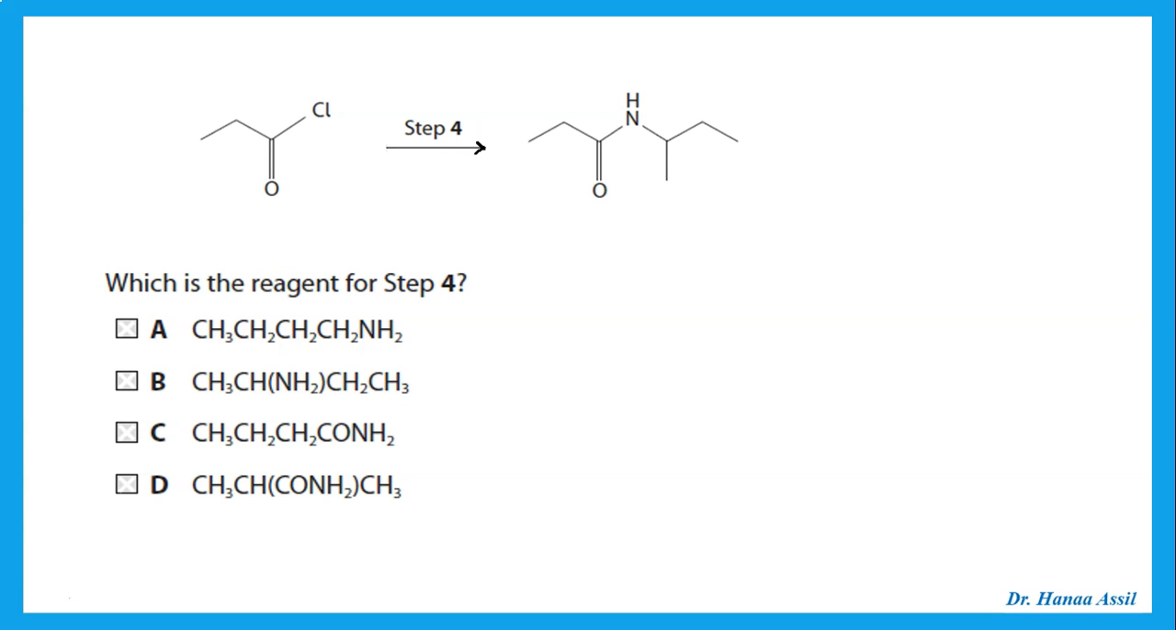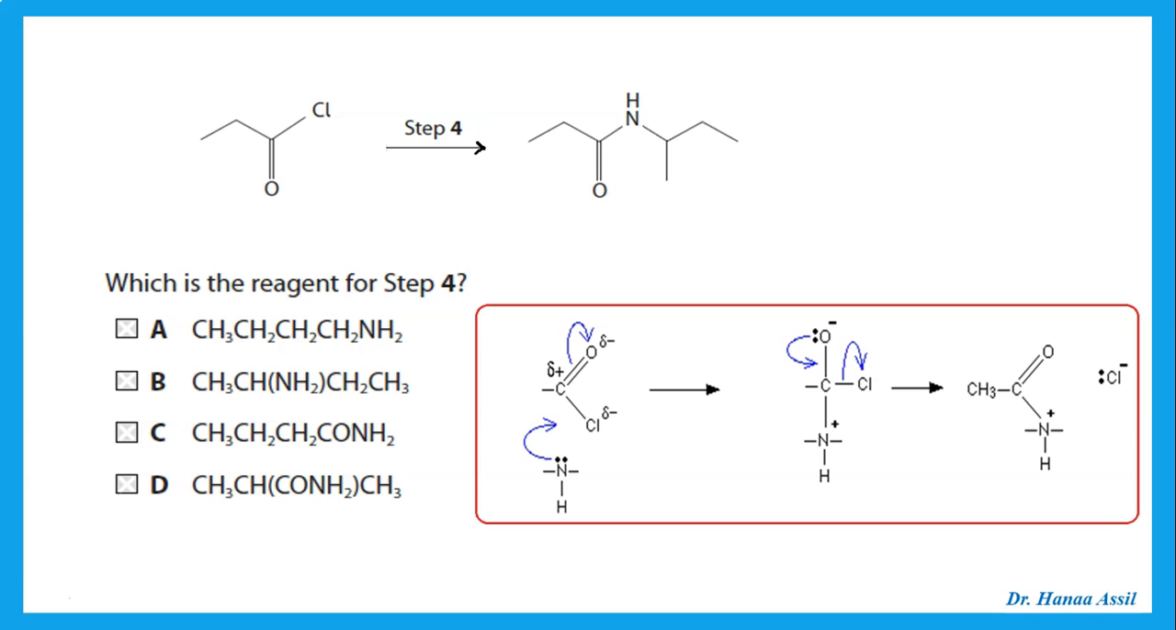Which is the reagent for step 4? Well, what are we doing in step 4? We have the group that has the double bond O and Cl. This is an acyl chloride, and I'm changing it into an amide. And you should remember that acyl chlorides, when they react with amines, form amides. And this is how we prepare an amide.